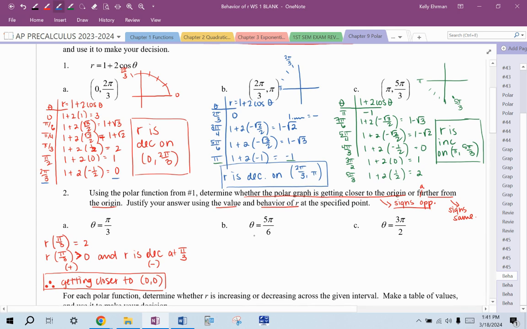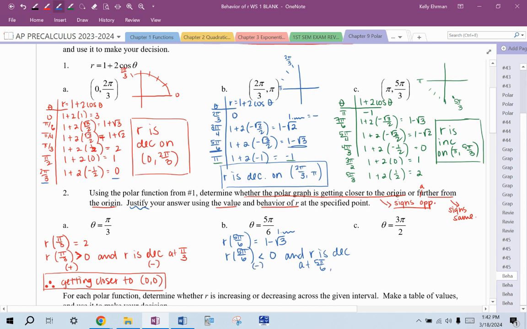So same idea here. At 5 pi over 6, first show, because remember we have to justify. So show what r of 5 pi over 6 is. From this problem, it was 1 minus radical 3. Make a statement about whether that's positive or negative. So r of 5 pi over 6, 1 minus 1 point something is negative. So r of 5 pi over 6 is less than 0. And what is r doing? R is decreasing at our angle, 5 pi over 6. You could also say on the interval this, but I just like to say at that angle.